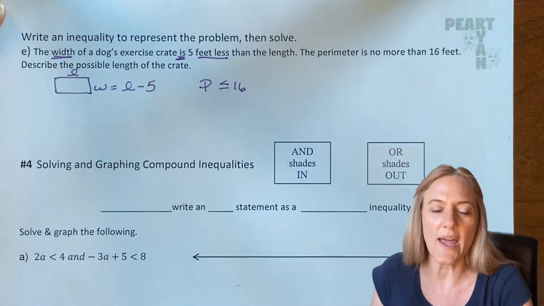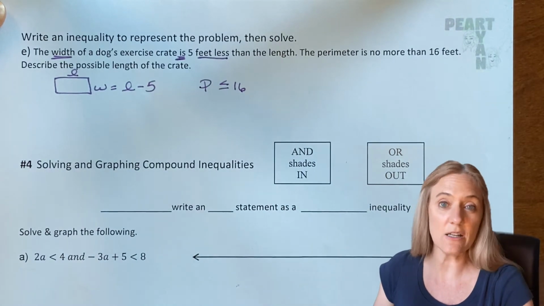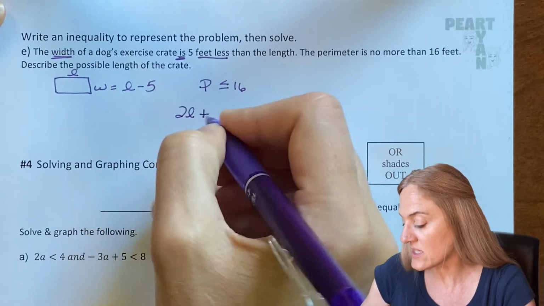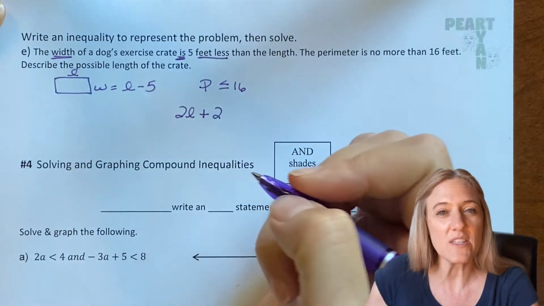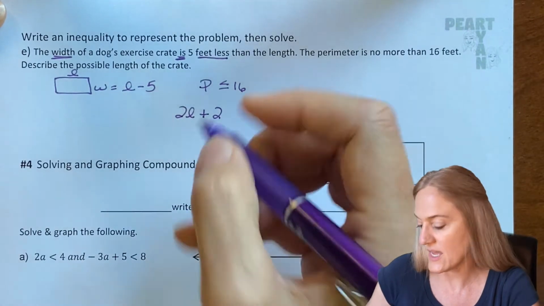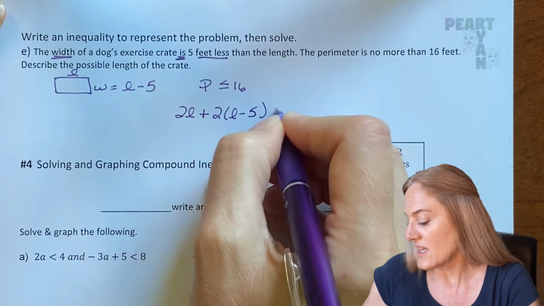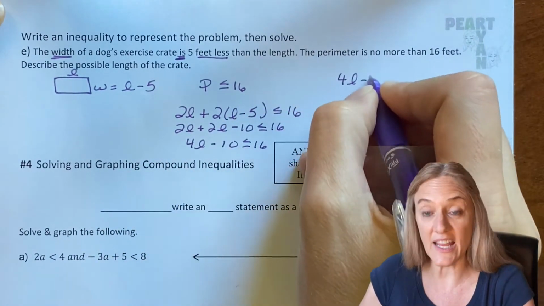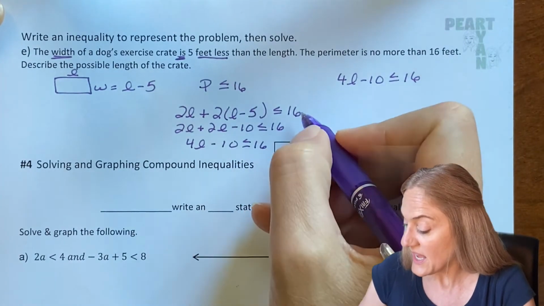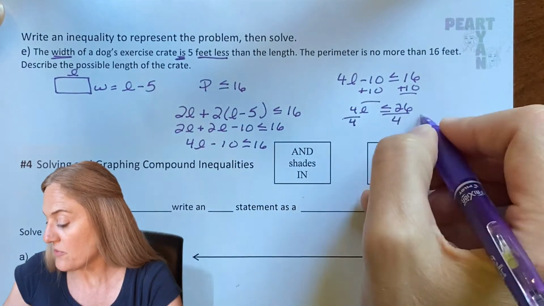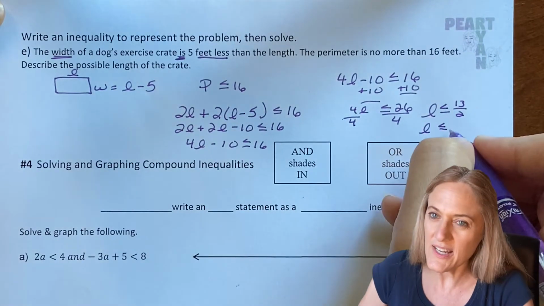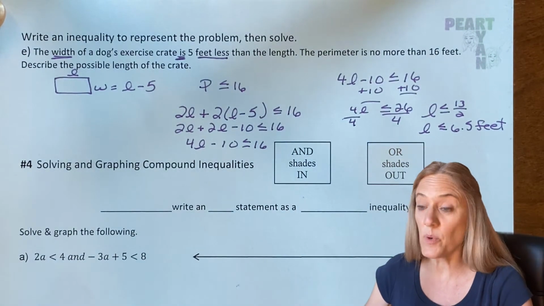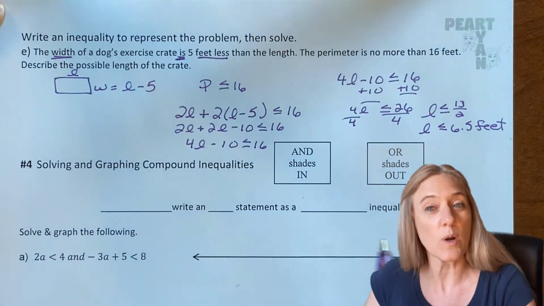All right, then let's go ahead and write our expression for perimeter, which is all sides, or 2 widths and 2 lengths. So 2 lengths plus 2 widths, but remember my width is being represented by 5 less than the length, so 2L plus 2(L minus 5) is less than or equal to 16. As you can see, we distributed the 2 into the L and the negative 5, and then combined like terms. Now we add the 10, divide out the 4, and we get L is less than or equal to 13/2, or 6.5 feet. So any value for L that is 6.5 or smaller will work.